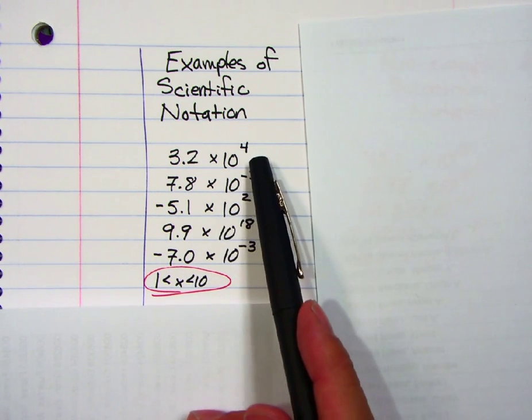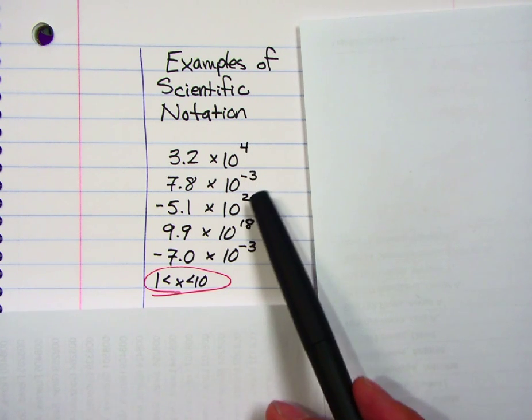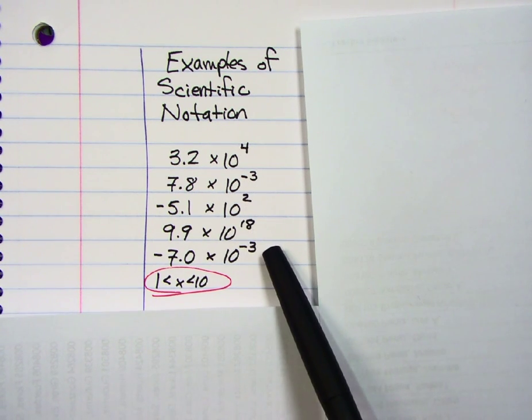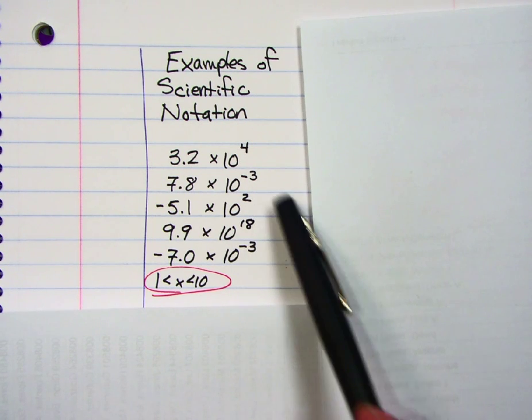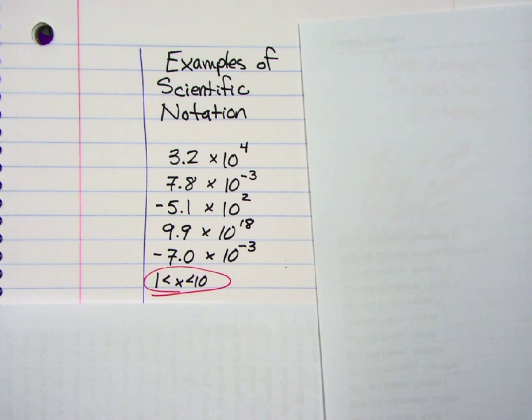Now the powers of 10, they could be big. This is going to be a big number, a small number, a big number, a really big number, and a small number. So those powers are going to be fine if they're negative or positive. It's the factor that you're looking at to see if there's scientific notation.